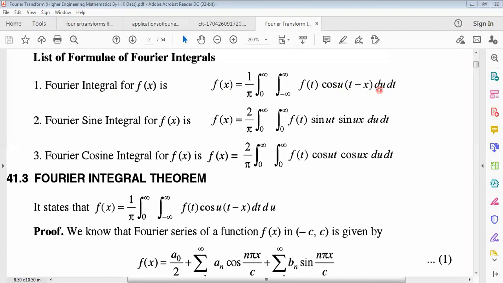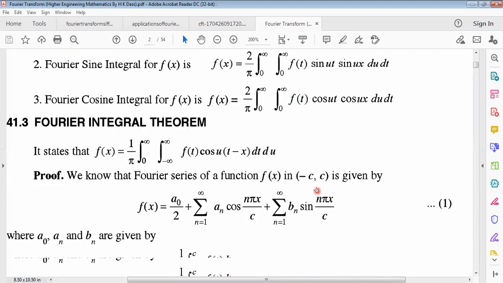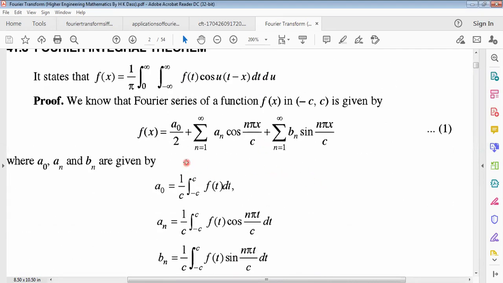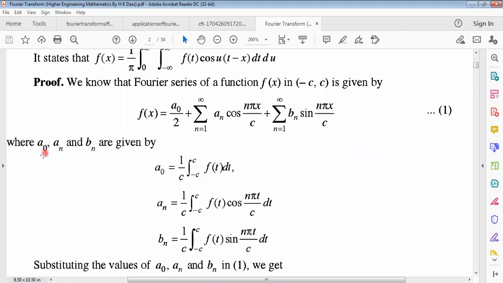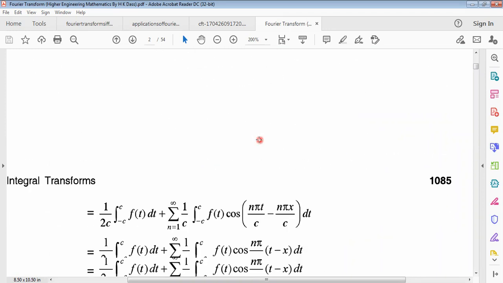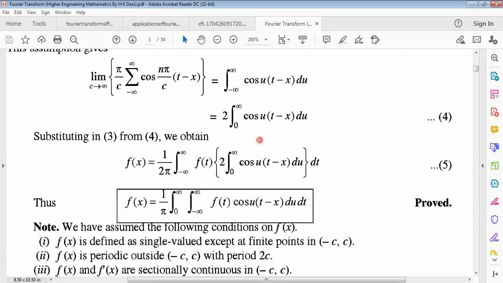Actually, this is a double improper integral with respect to u and t, and this is also called the Fourier integral theorem. In the previous class, we proved this Fourier integral theorem using Fourier series. We just put the Fourier coefficients, the cosine coefficients and sine coefficients, in the Fourier series, and we proved our Fourier integral theorem.